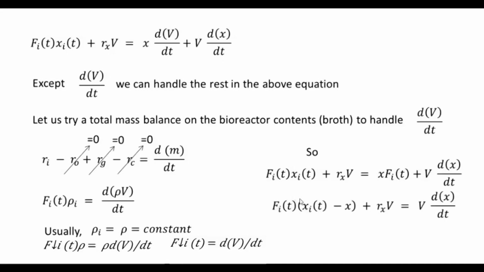Therefore, combining the like terms together, Fi(t) times (Xi(t) minus x), we have brought this to the other side, plus Rx V equals V dx/dt. All terms are known here, we can take things forward towards our ends, right? So this is the final expression here, dividing by the volume: Fi(t)/V times (Xi(t) minus x) plus Rx equals dx/dt. If these functionalities are known, then we can solve this to get the cell concentration profile in the fed batch bioreactor. I think we will stop here for this module.